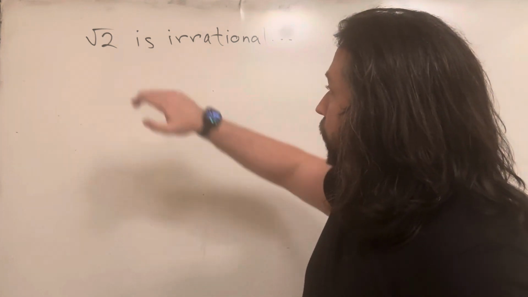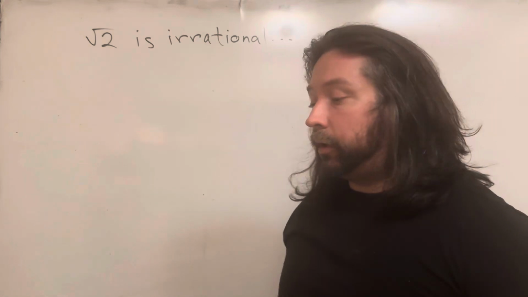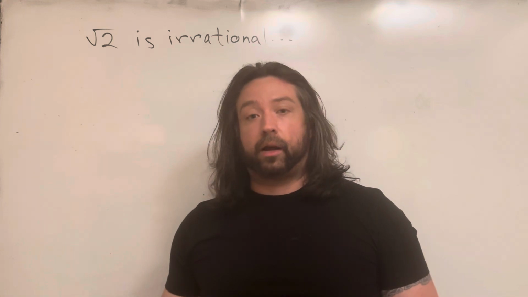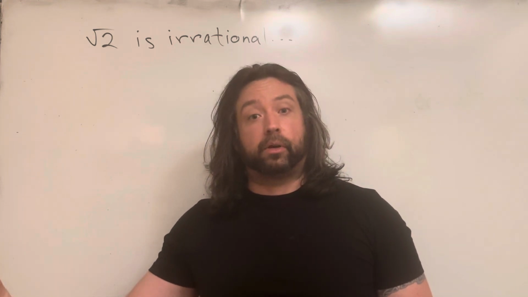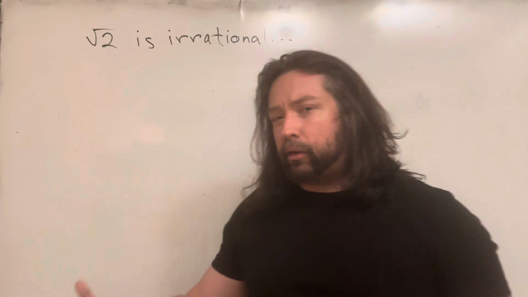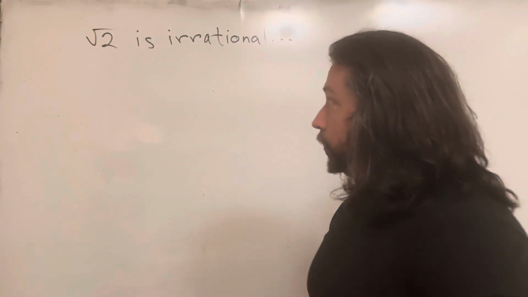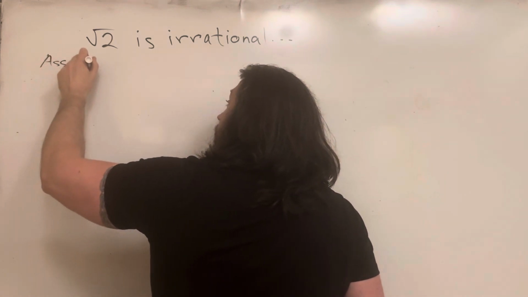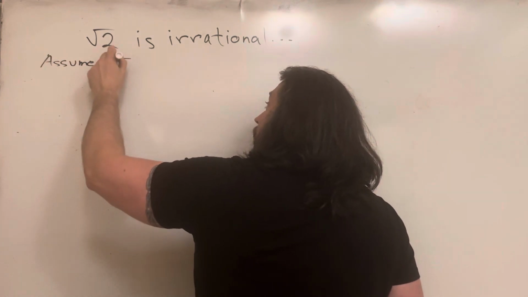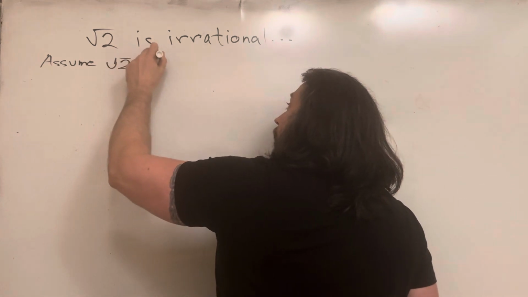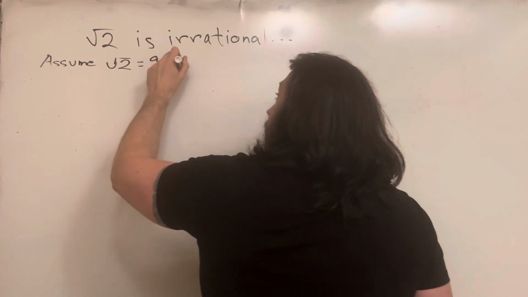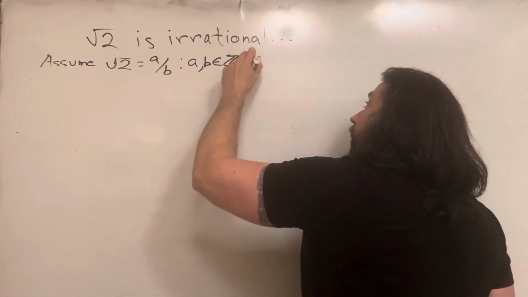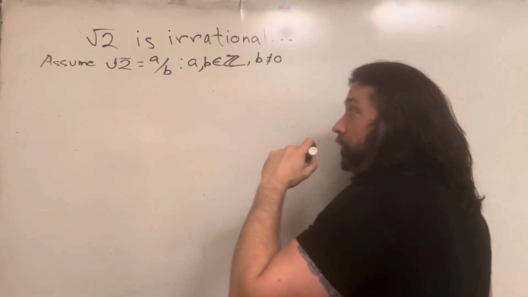And so the way we prove that the square root of 2 is irrational, and remember that an irrational number is just a number which cannot be written as a fraction of two integers, right? That's all it means. And so what we're going to do is assume that the square root of 2 can be written as a ratio of a over b. And this is going to be a and b are in the integers, and b is not equal to 0.